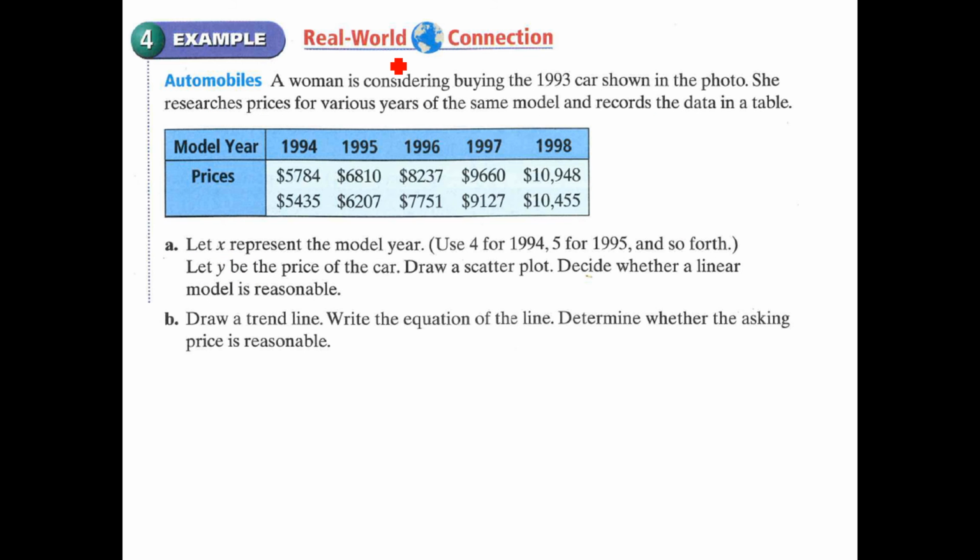So, a woman is considering buying the 1993 car shown in the photo. You can look in your textbook for the photo. She researches prices for various versions of the same model and records the data in a table. Okay, so we have a whole bunch of information here.